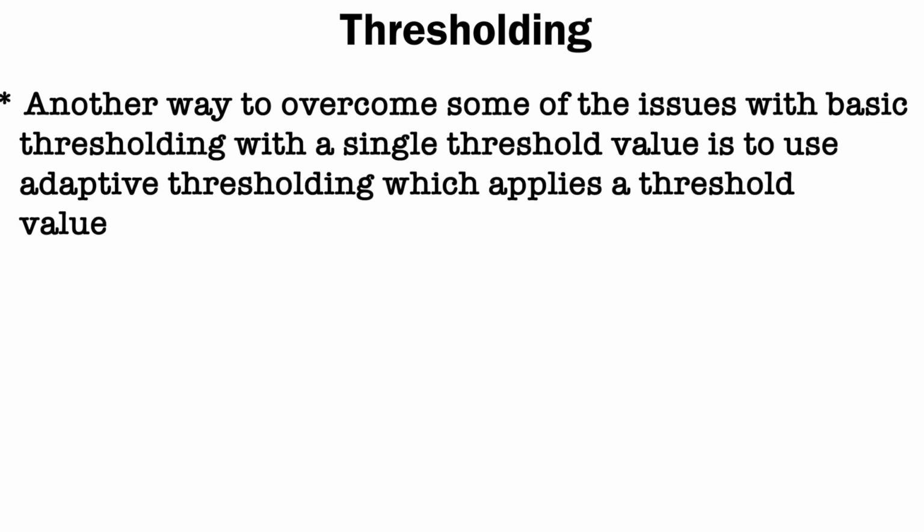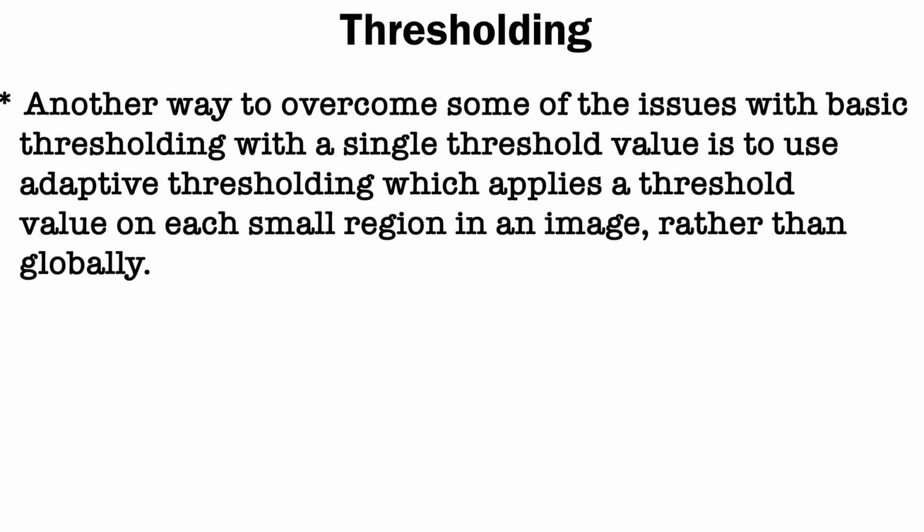Another way to overcome some of these issues with basic thresholding with a single threshold value is to use adaptive thresholding, which applies a threshold value on each small region in an image rather than globally. So, adaptive thresholding is even better. We have to find the foreground and background images from the input image.